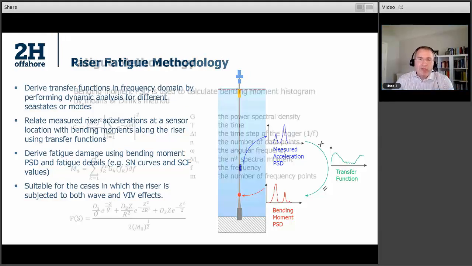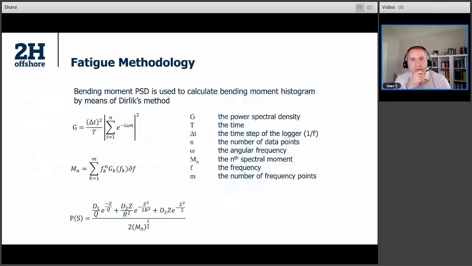Like I said, I'm not going to go into too much detail of the fatigue calculations, but what I can tell you here is just want to show some governing equations. And by means of Dirlik's method, we calculate the bending moment histograms from bending moment PSTs. And next, we use the bending moment histogram to calculate fatigue damage for given fatigue details like S-N curves and SCF values. Again, if you are interested, I can share more information about how this Dirlik method is used.